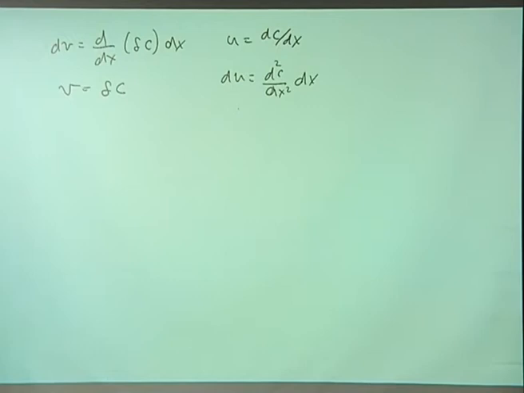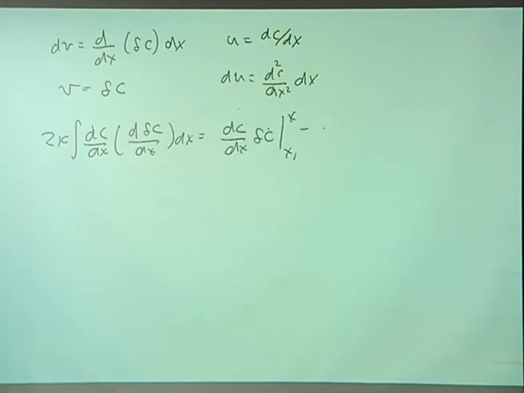And that implies that 2k times the integral of dc/dx times the variation is equal to u times v, minus the integral of v du, which is just dx times 2k.